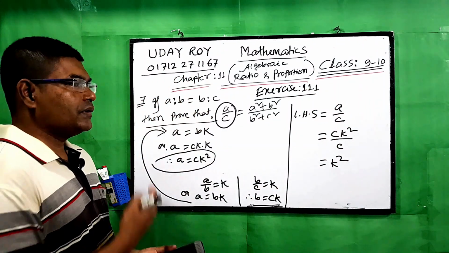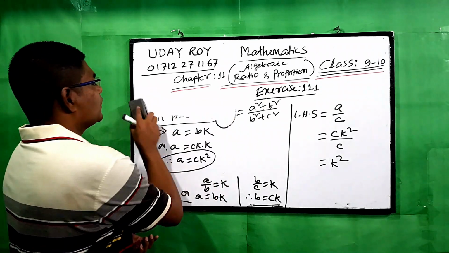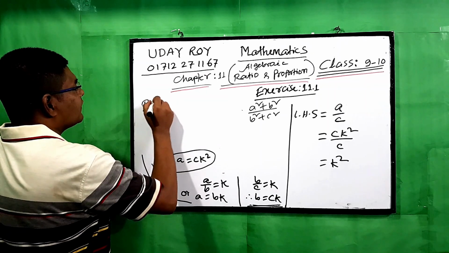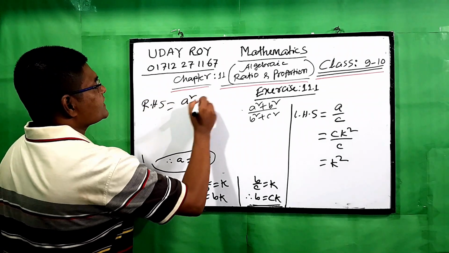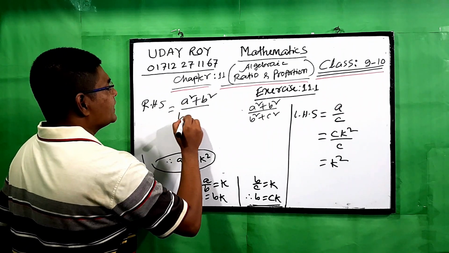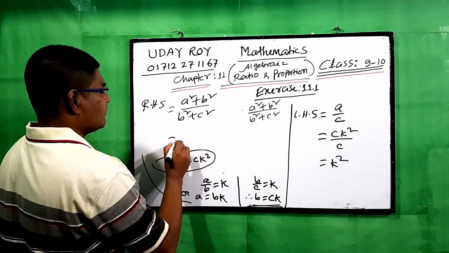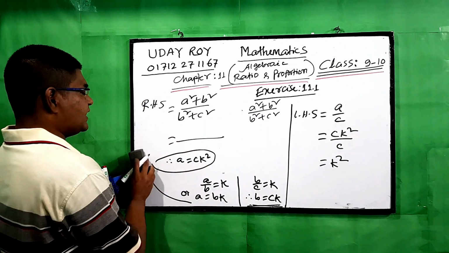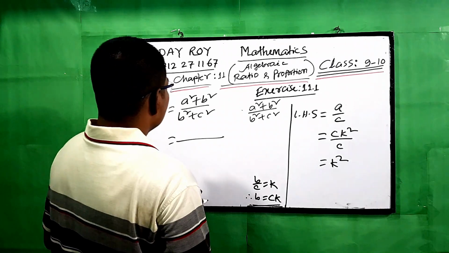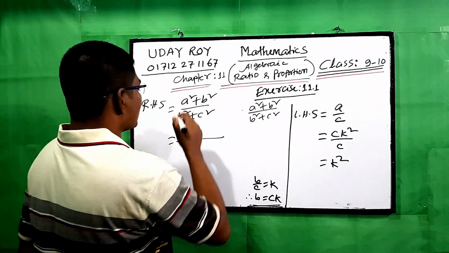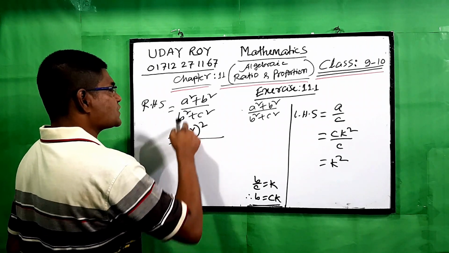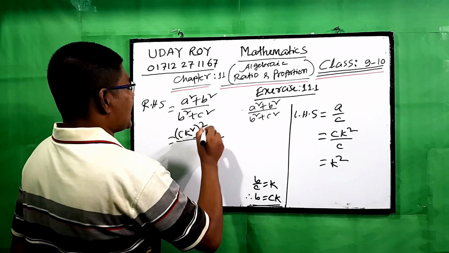Now we will do the right hand side. So come back to the board, right hand side: a square plus b square divided by b square plus c square. So just putting the values of a and b. A equals ck square, whole square, here is a square, plus b square.